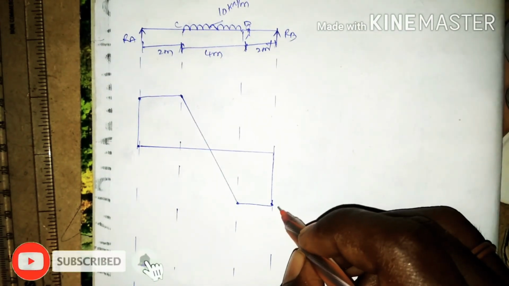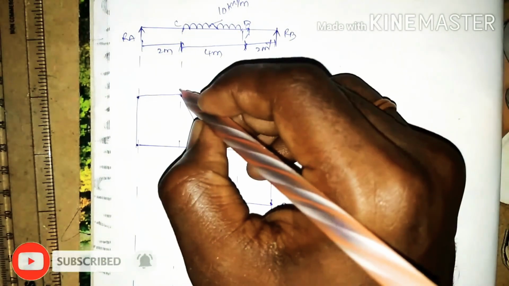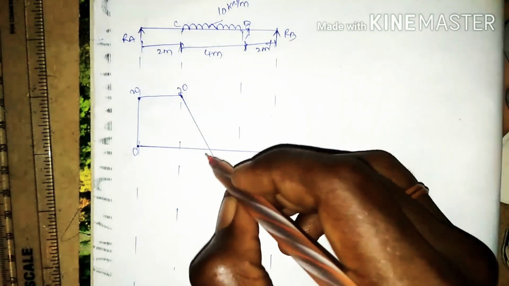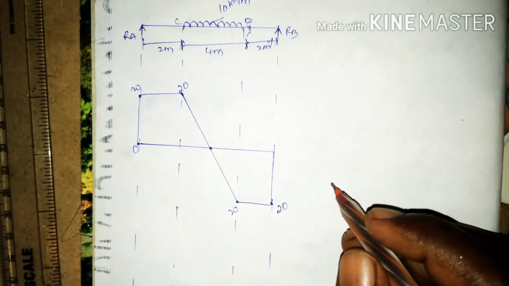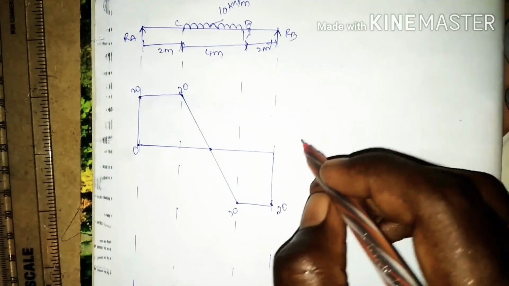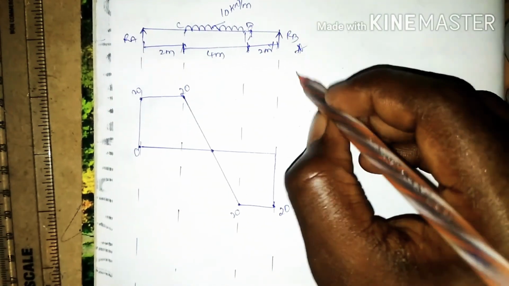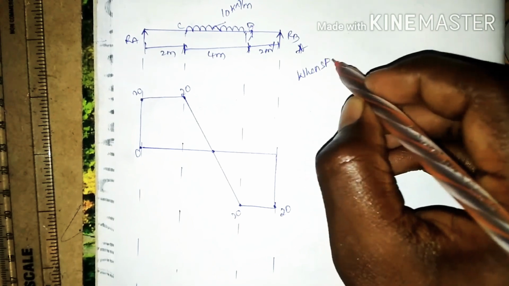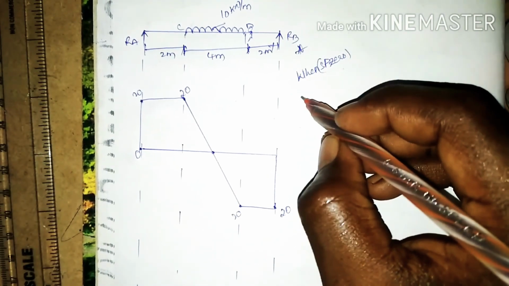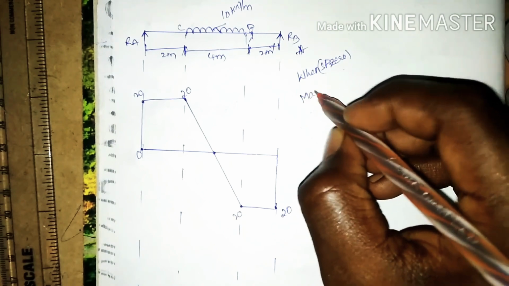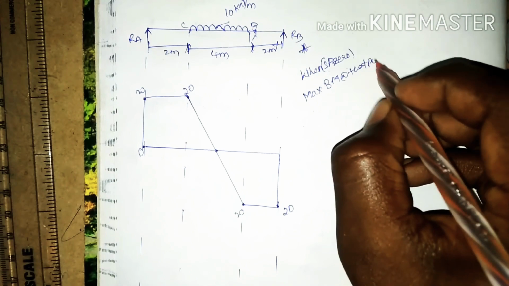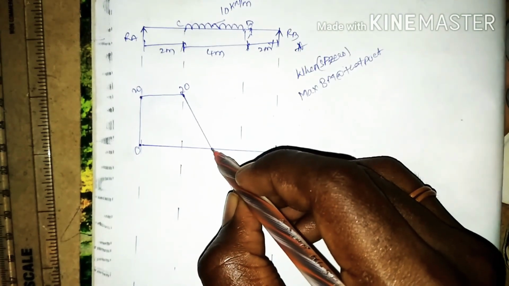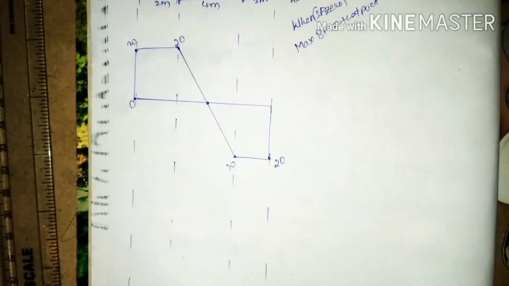Here the value is 20 and 20, here also 20 and 0. Here the shear force is getting 0. Here we have a statement that when shear force is 0, there will be maximum bending moment at that point. Here we will get a maximum bending moment while drawing the bending moment diagram.